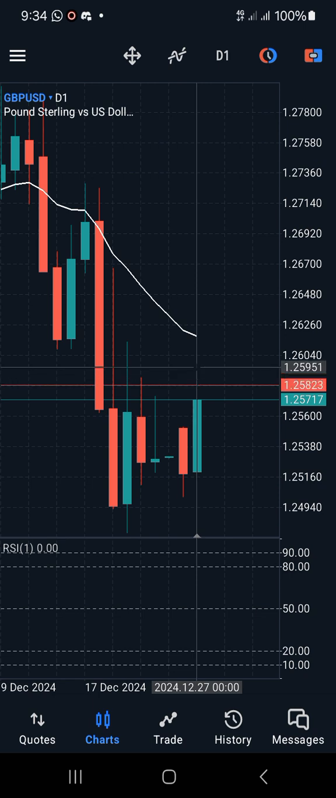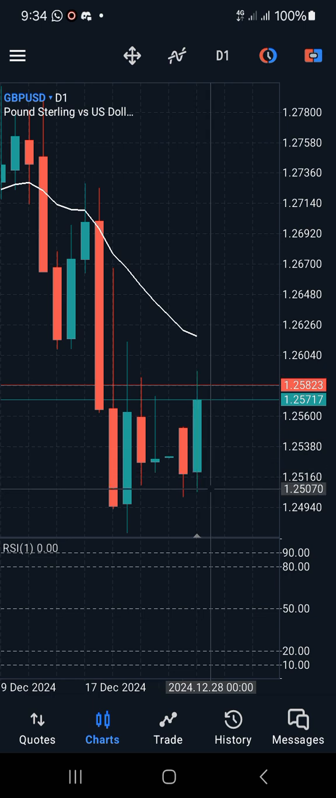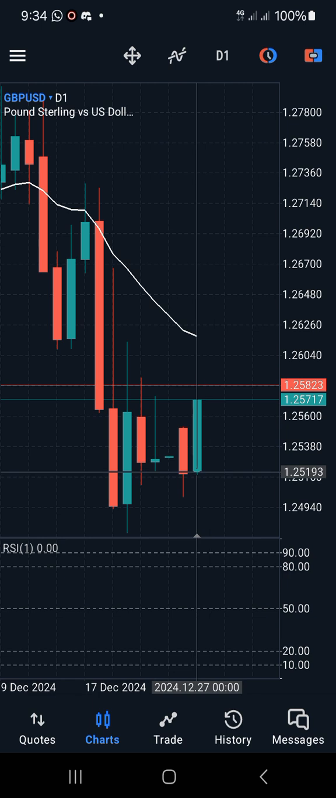The high, which is the highest price touched by the candlestick; the low, which is the lowest price touched by the candlestick in that time frame; the open, which is the price at which the candlestick started forming; and the close. Remember that for a bullish candlestick, the open is below while the close is above. So this is the close and this is the open.